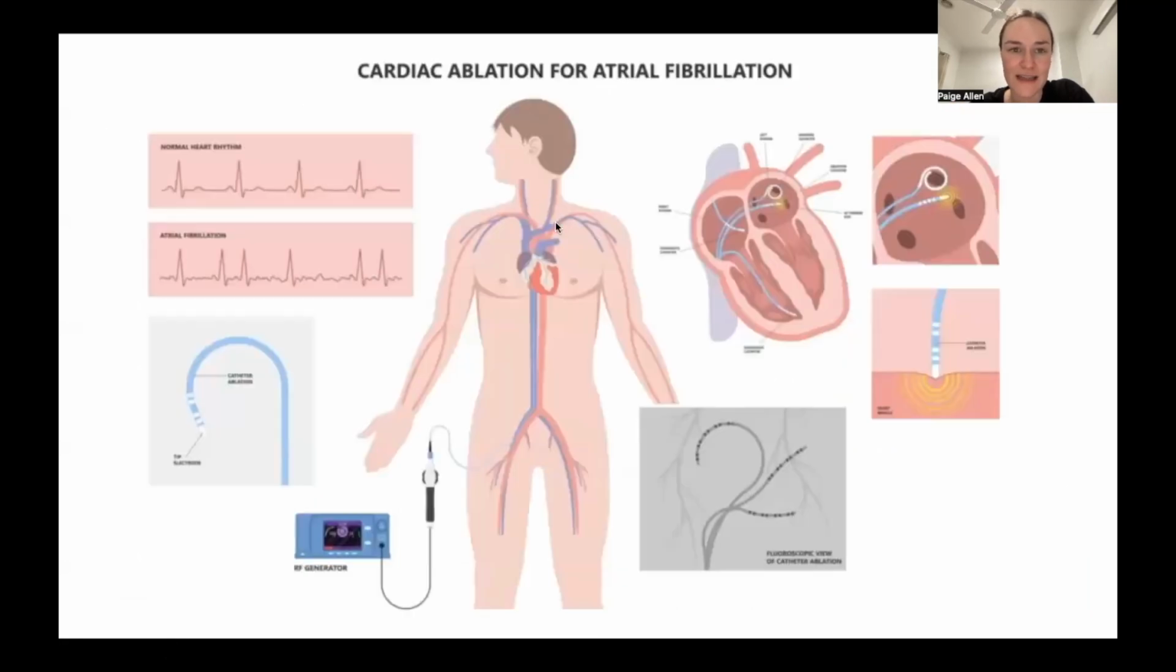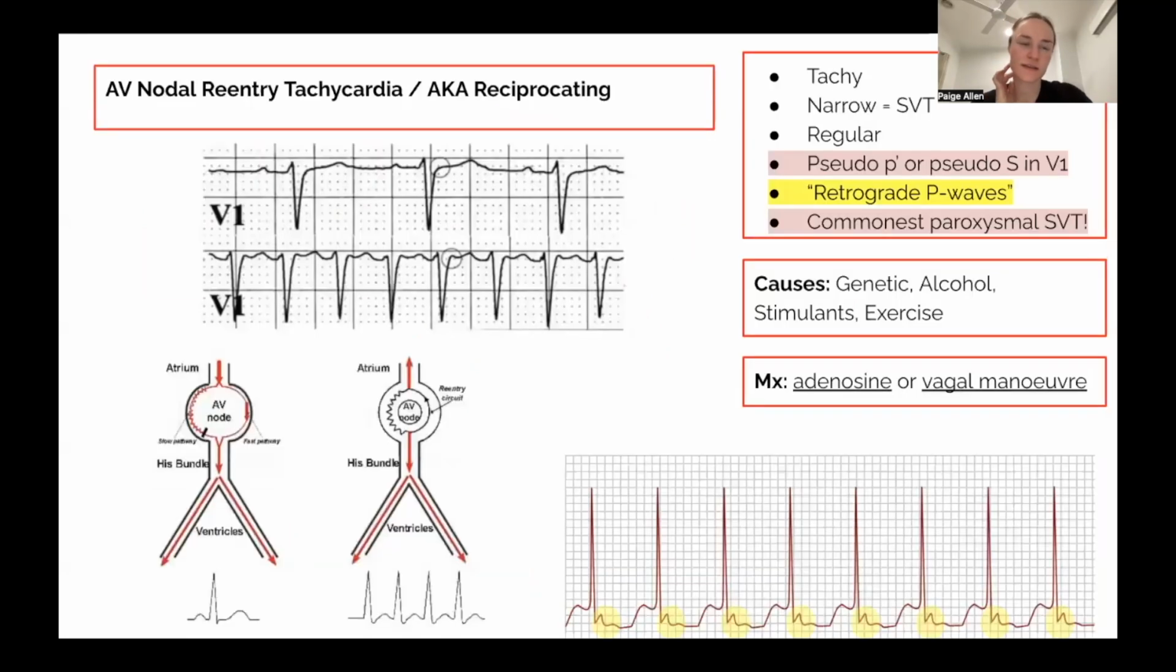All right, and then the ablation concept. It's a percutaneous catheter that goes in. They literally go into the left atrium where it's most likely that you're going to be having those other pacemakers, and they just burn them off. So kind of cool. All right, next let's talk about AV nodal reentry tachycardia.